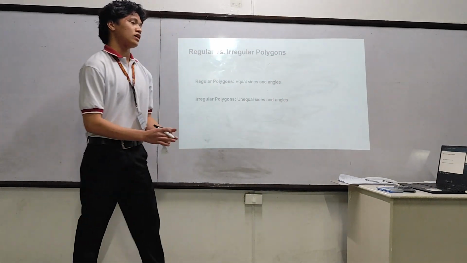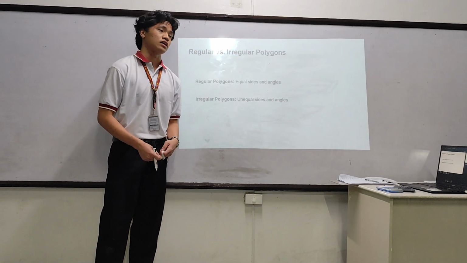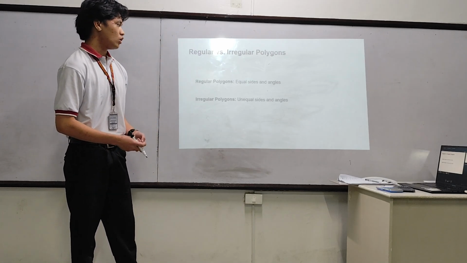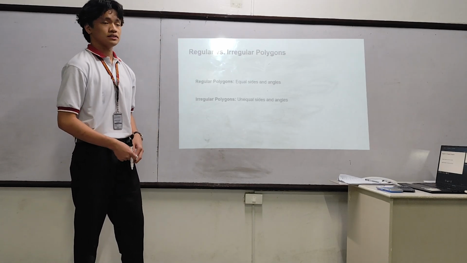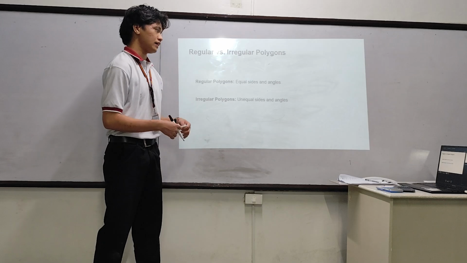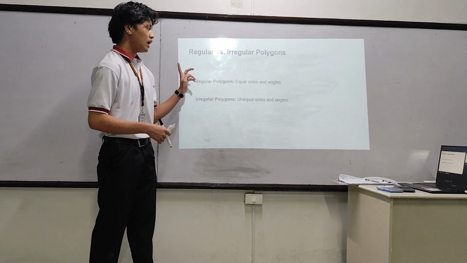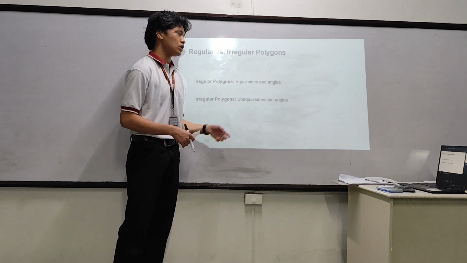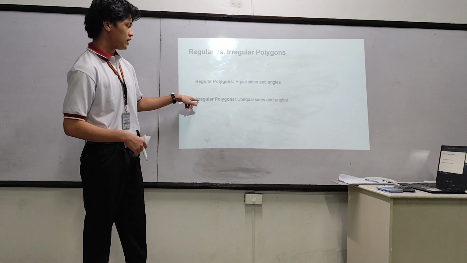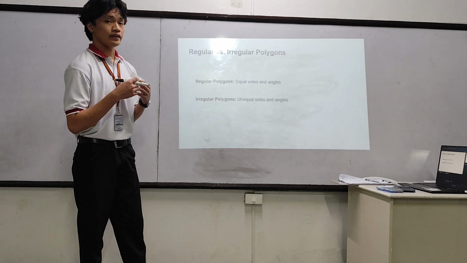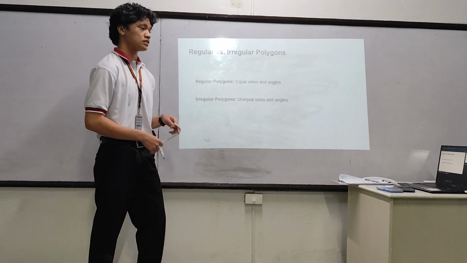We also have another classification: regular and irregular polygons. Regular polygons have equal sides and equal angles, and irregular polygons have unequal sides and angles.